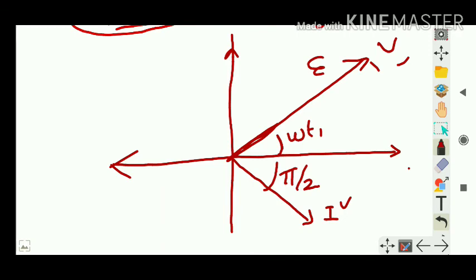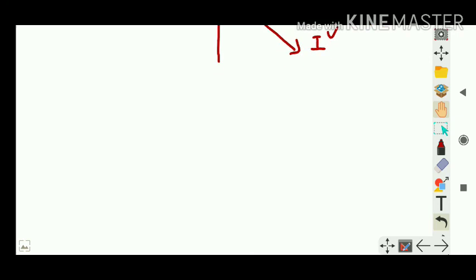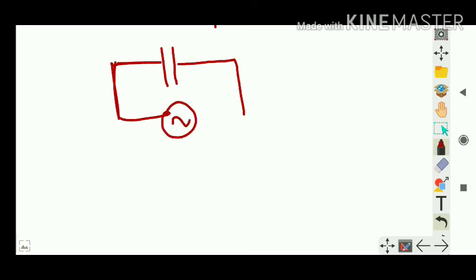Let's move on. After the inductor, which circuit has to be learned? The capacitor, that is, if the circuit has only a capacitor. A capacitor AC circuit has an AC voltage source and the only circuit element present is a capacitor. I am going to take the diagram like this: the capacitor, and there's an AC supply. The source voltage, the applied voltage, is epsilon equals epsilon naught sine omega t.